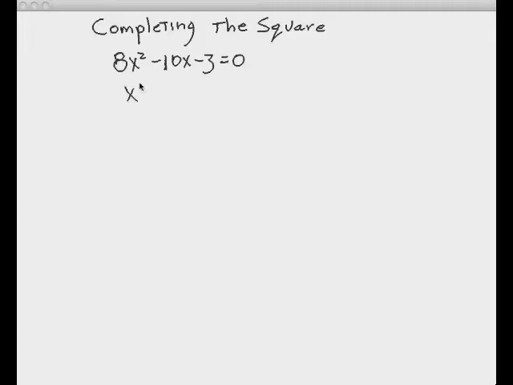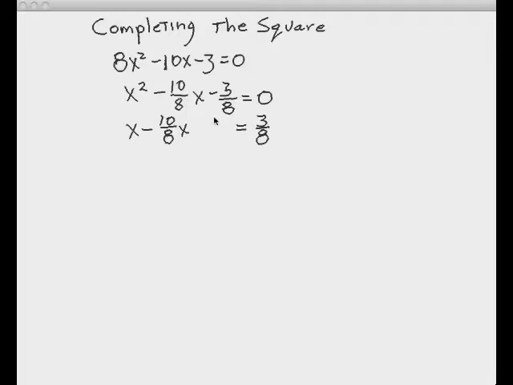So that cancels out this 8, minus 10 over 8x minus 3 over 8 equals 0. Okay, now I'm going to shift over this negative 3/8 by adding 3/8 to both sides, leaving a gap for it because I'm going to add that term later. So I have x squared minus 10 over 8x equals positive 3/8.